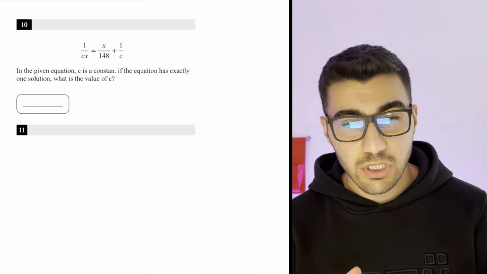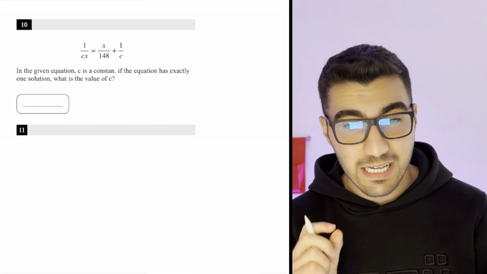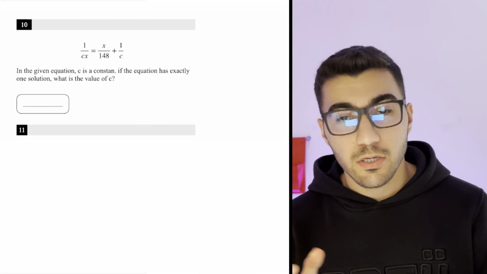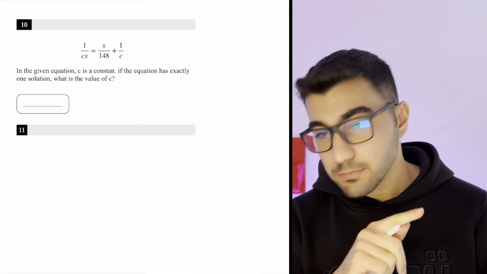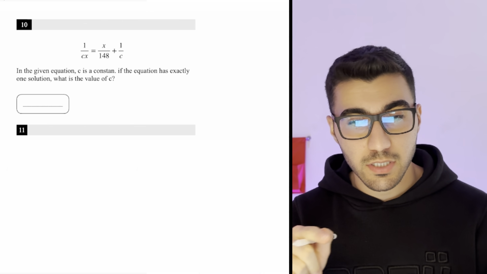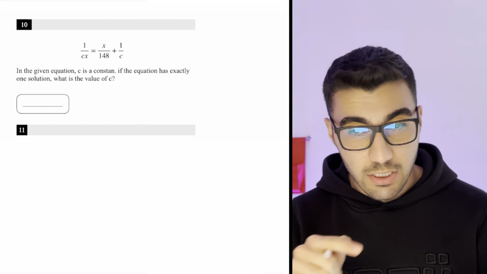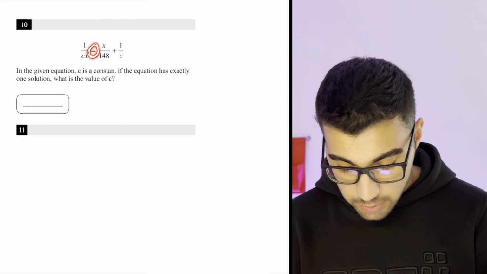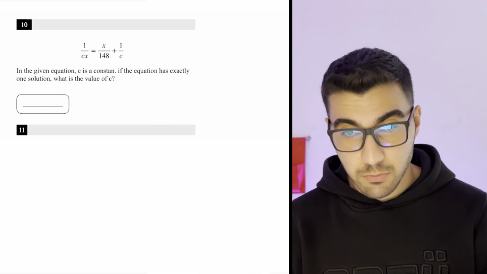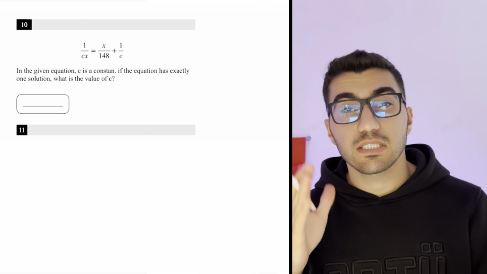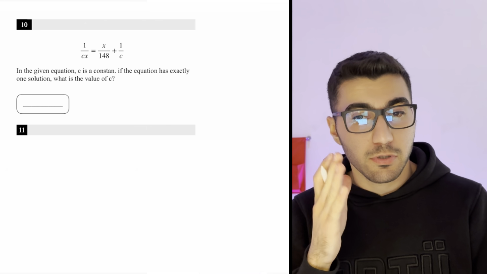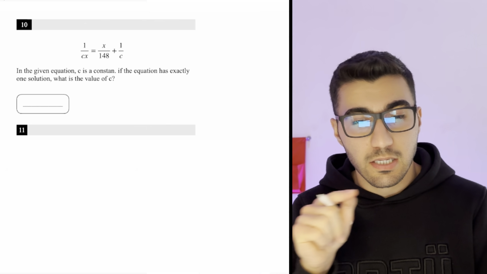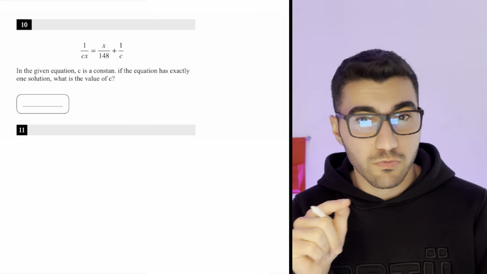Alright, in the given equation, c is a constant. If the equation has exactly one solution, what is the value of c? So we can put this into Desmos and add a slider for c to see where we're going to have only one intersection point. But this function has an equal sign here, and if you put that into Desmos, rather than seeing the graph, you're going to see lines. And we don't want to see that. We want to see the graph, so we can see how the graph is changing as we move this slider.